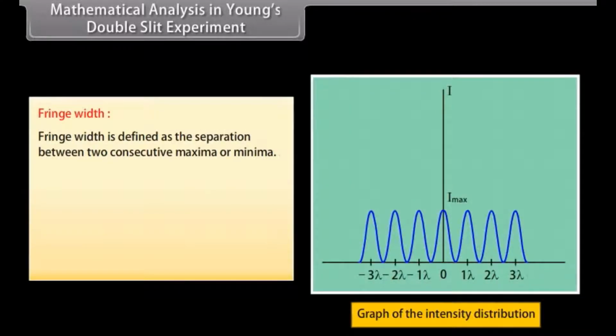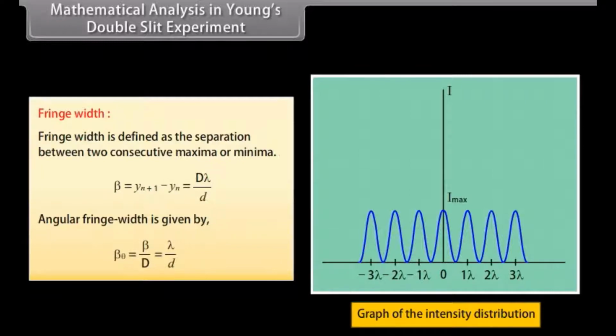Fringe width. Fringe width is defined as the separation between two consecutive maxima or minima. Beta is equal to y(n plus 1) minus yn, which is equal to capital D lambda upon small d. Angular fringe width is given by beta upon D, which is equal to lambda upon d.